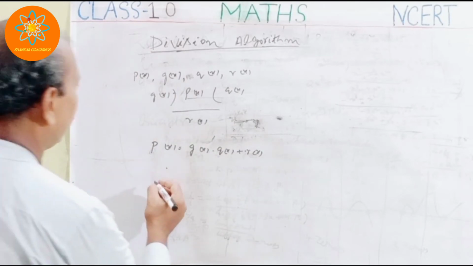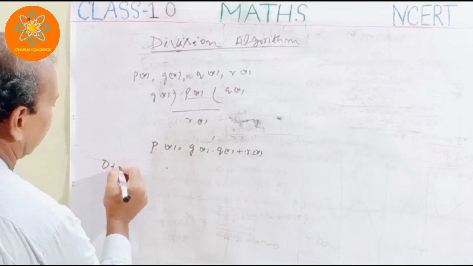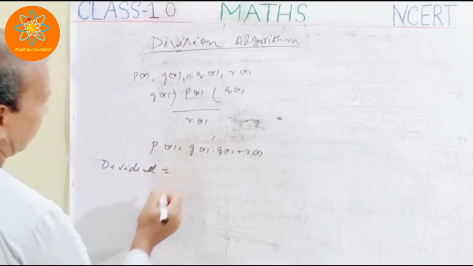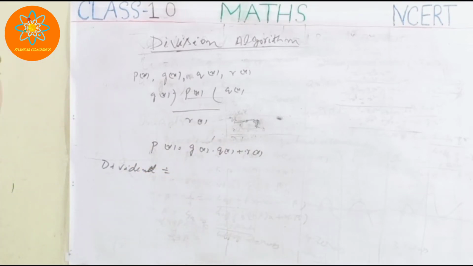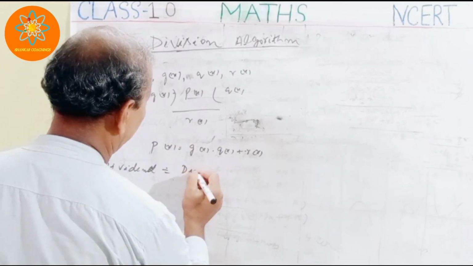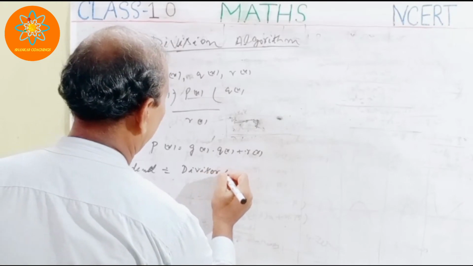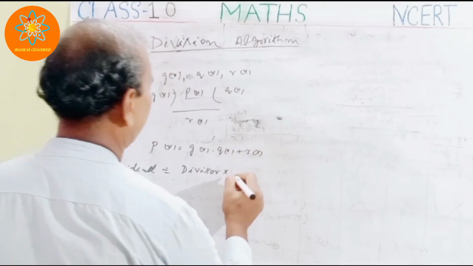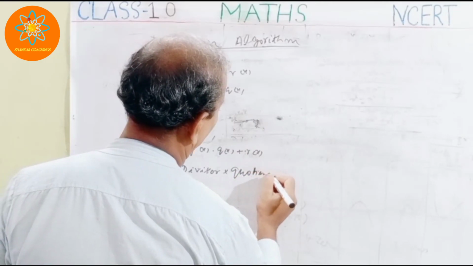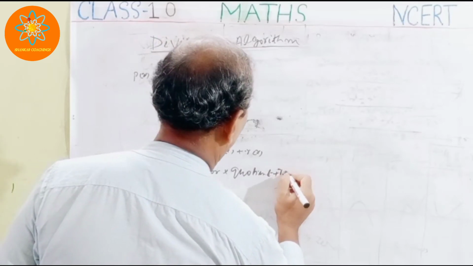Okay, so I can write it this way. The dividend is equal to gx, which we call the divisor, into qx, that is the quotient, plus the remainder.